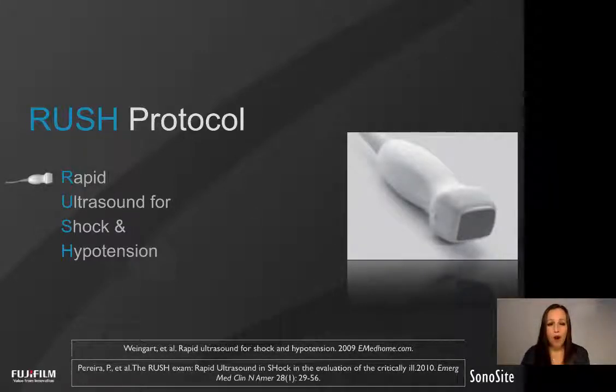When they initially described the RUSH protocol, they recommended using one multi-purpose probe. Now, at the time, this was the curvilinear transducer. I personally recommend using the phased array transducer, which is pictured here. It is a small footprint, which is particularly useful in pediatric patients. When you're imaging the heart, you can put the probe in between rib spaces and ideally image the heart. This can also be used for abdominal views as well as lung views.